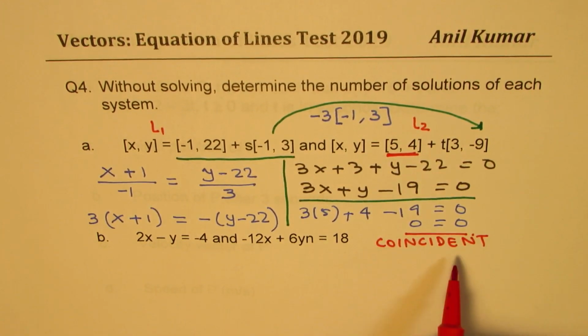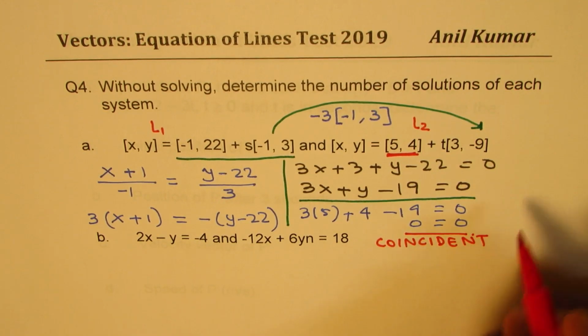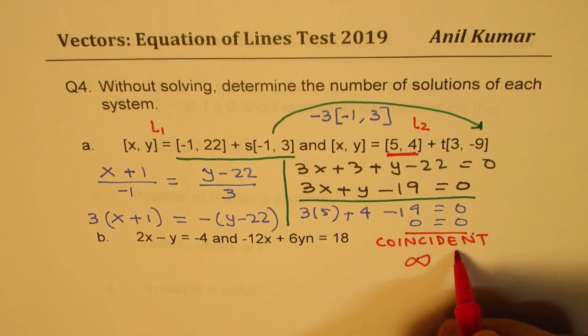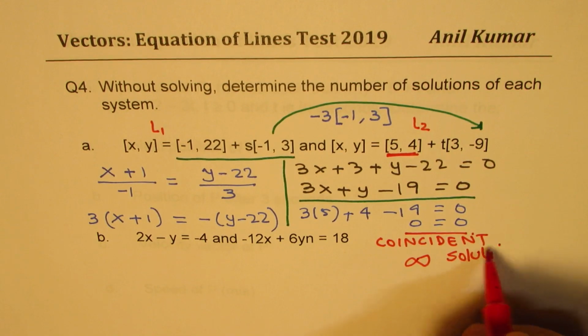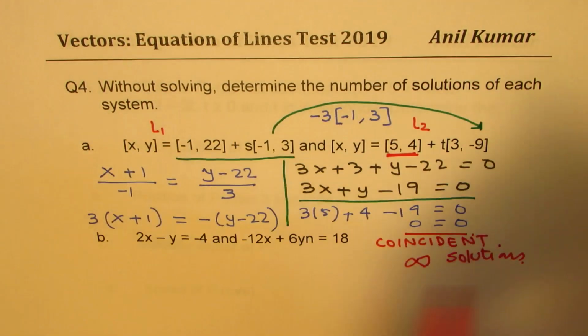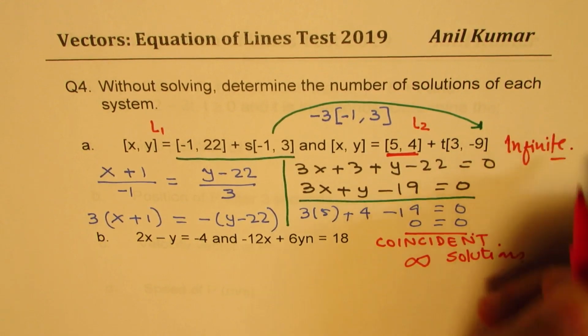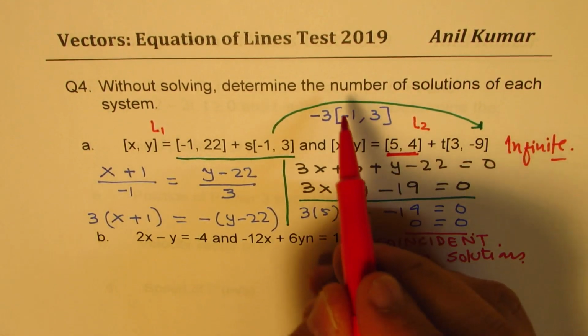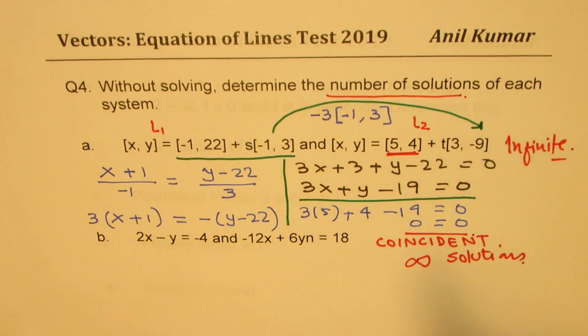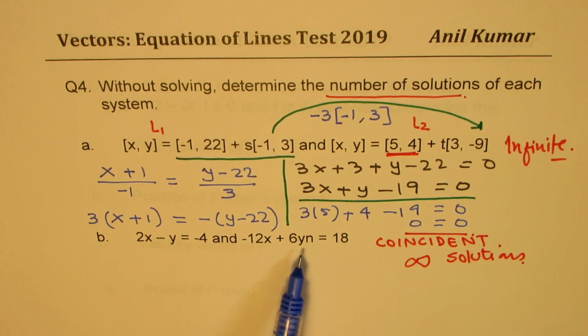Perfect. Since they are coincident, how many solutions do we have? We have infinite solutions. We have to find the number of solutions. So I hope this point is clear, right? Now you can actually pause the video and answer the second one, right?